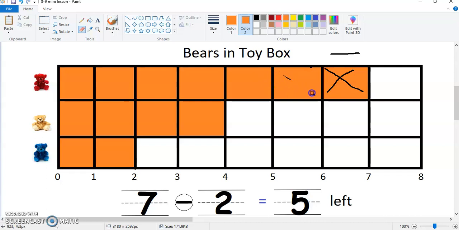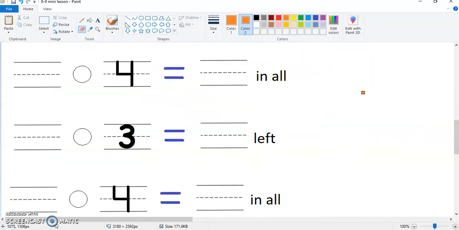So, our duck row question says, how many blue bears and how many yellow bears are in the toy box in all? So when we say in all, we know that that means what? We know that that means plus. We are adding. So we need to add. So we are asking how many blue bears and yellow bears in all. In all means add. In all means plus.